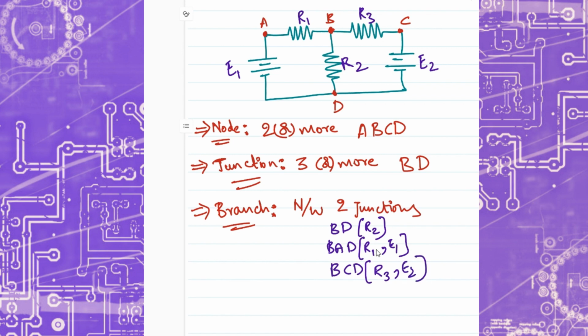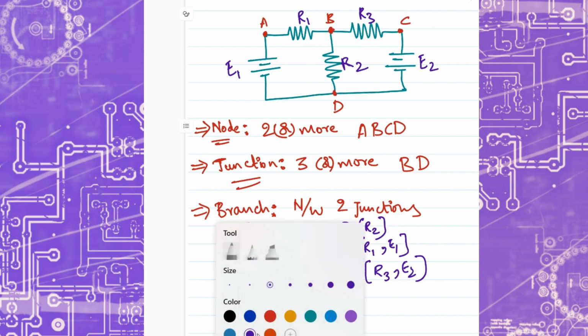So remember that it is the part of the network which is between two junctions, not between two nodes or a junction and a node. So if you consider A and B, A is a node and B is a junction, R1 cannot be a branch because it is between a node and a junction. Similarly, R3 can't be a branch. Here R2, BAD and BCD are the branches in this example.